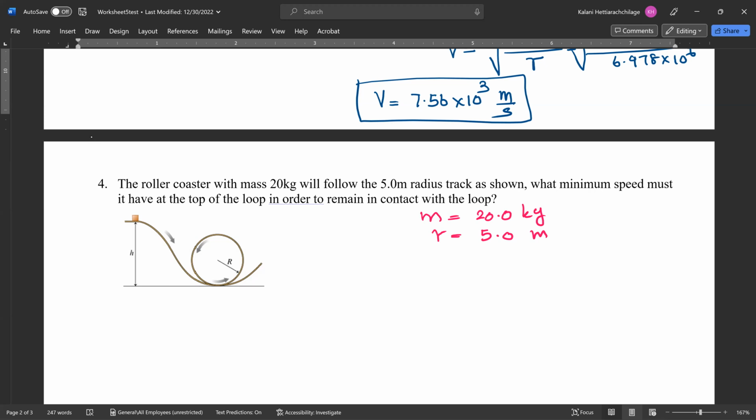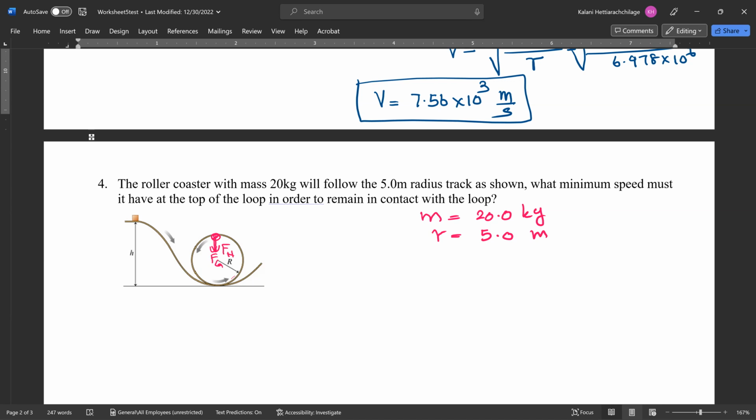That means when this object goes around, it will go on the top and then fall down back into the track again at the bottom, right? So what the question is asking is what minimum speed it must have at the top to take this turn. It's very important. At the top we have the normal force downward and also the force of gravity downward, right?